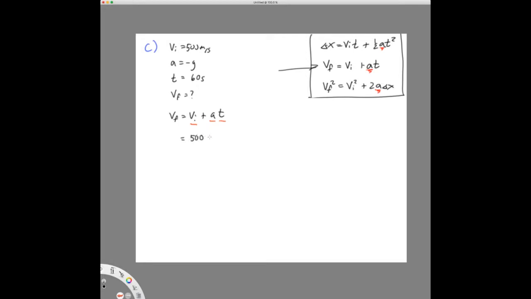We have 500 minus 9.8 times T. So that would be 500 minus 9.8 times 60. I get minus 88 meters per second. All right. Any questions about part C?